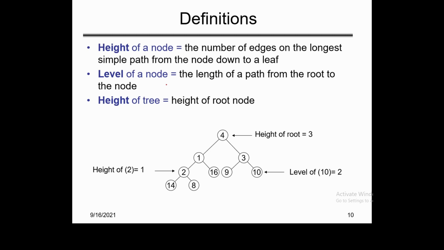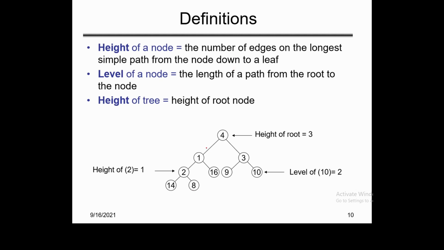Let's take a look at some more concepts, like the height of a node. The height of a node is the number of edges on the longest simple path from the node down to a leaf node. If we move toward the leaf node and select the longest branch, the total number of edges along it is the height of that node. For this node, the longest branch has 1, 2, 3 edges, and we have two longest branches, so the height of the node is 3. So it is the number of edges on the longest simple path from the node down to a leaf.